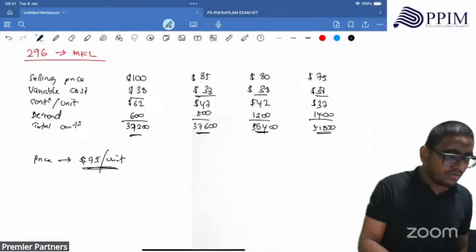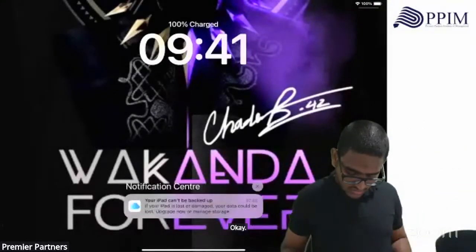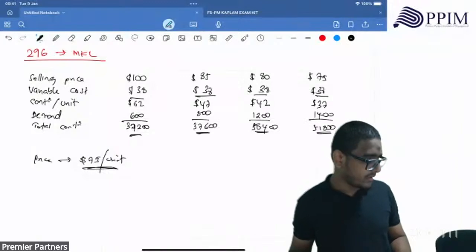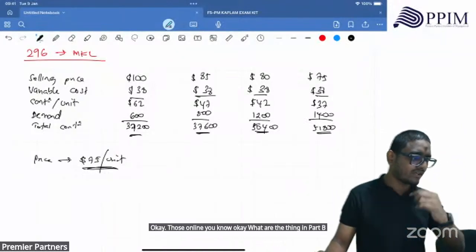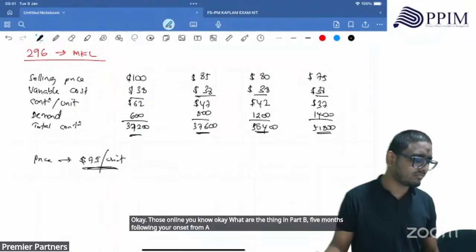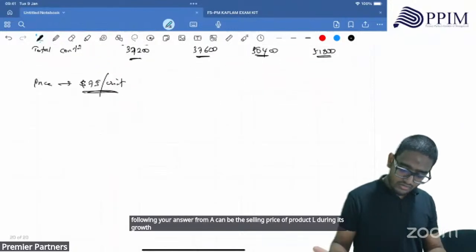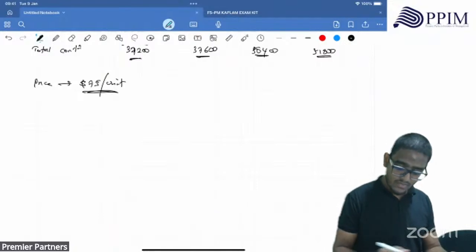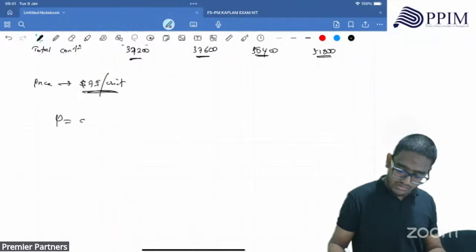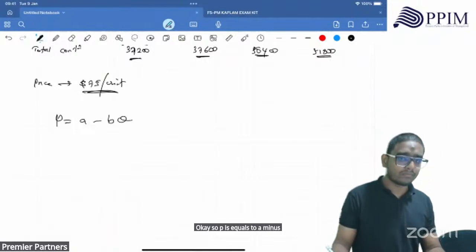Okay. Those online, you're okay. So what are they saying in part B? For the 8 months following your answer from A, calculate the selling price of product L during its growth stage. Okay, so you can use the equation here. P is equals to A minus BQ, right?